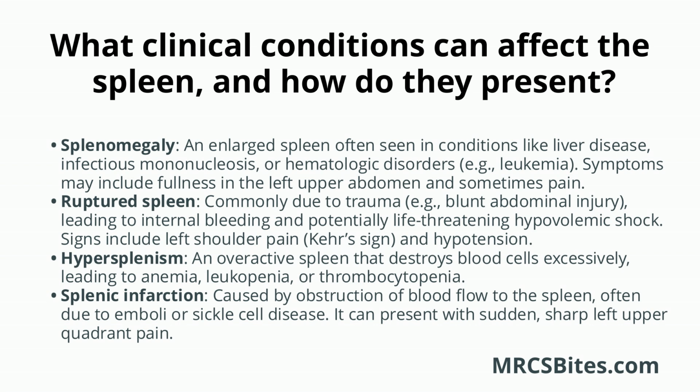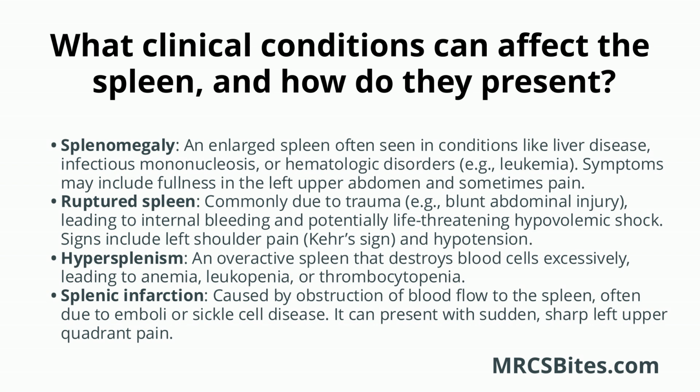Splenomegaly. An enlarged spleen often seen in conditions like liver disease, infectious mononucleosis, or hematologic disorders, e.g. leukemia. Symptoms may include fullness in the left upper abdomen and sometimes pain.